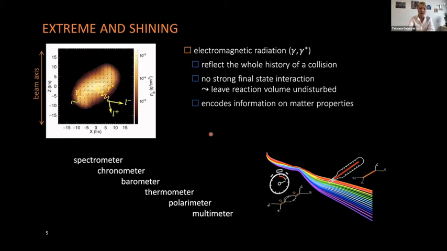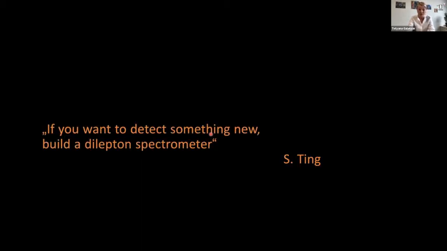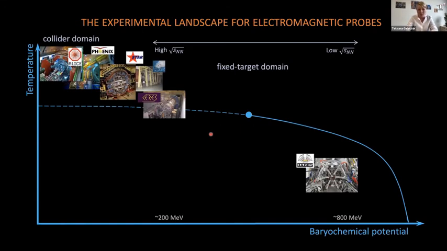And indeed, a long time ago, Semyon Ting said, if you want to detect something new, build a dilepton spectrometer. There were many experiments that tried to look at the radiation of real and virtual photons. Here I try to sketch them in the phase diagram, again as a function of temperature and baryon chemical potential. Here we have ELIS at vanishing baryon chemical potential, the PHENIX experiment that also studied dielectron production at RHIC energies. STAR measured dileptons at top RHIC energies, but also in the so-called beam energy scan. The NA60 and CERES experiments also took the challenge to look at dimuons and dielectrons in the SPS energy regime.